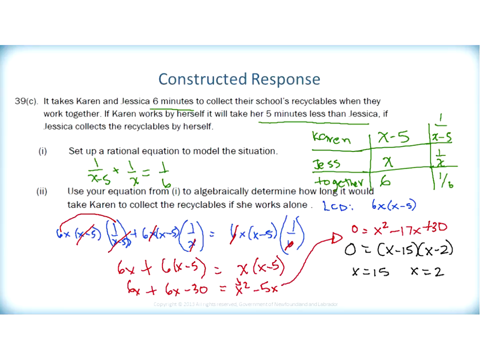Now if x equaled 2, that would give us 2 subtract 5, and Karen would take negative 3 minutes. So this one is not a valid answer, so we will reject it. The answer is Jess will take 15 minutes.